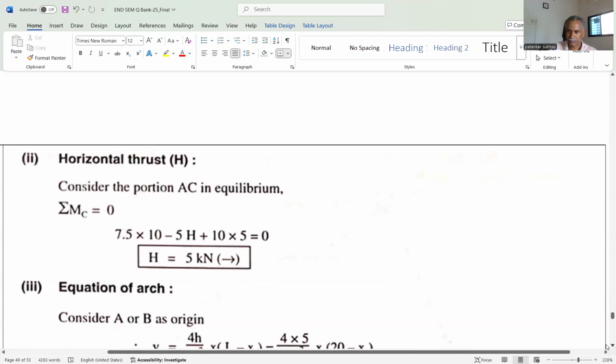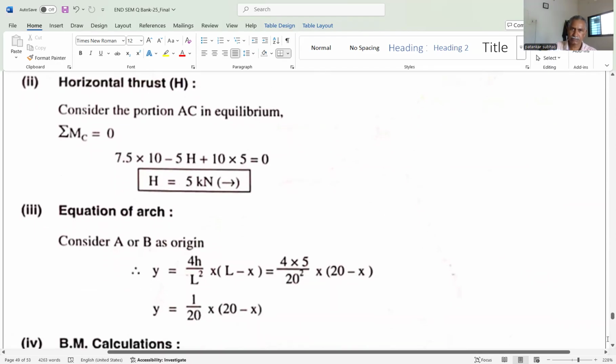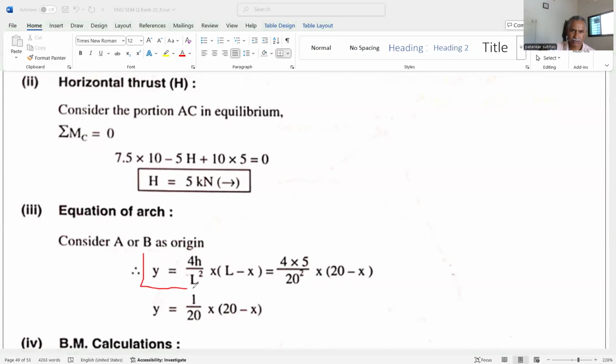Okay, then in the second part, once we have found the support reactions, the second part is related to the horizontal thrust and bending moment calculation. Now in the bending moment calculation, first of all, as we know, the equation of the parabola is very important. The equation of the parabola, that is the vertical distance y at a distance of x, what is the formula?